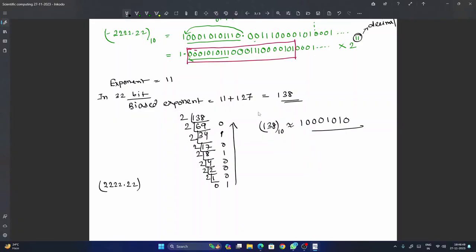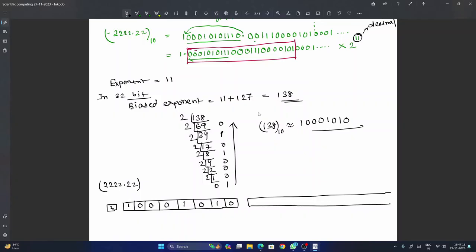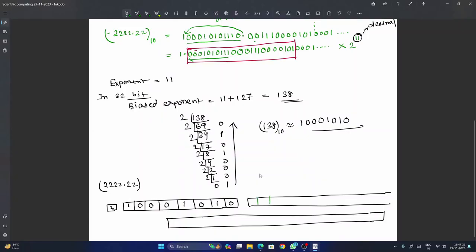2222.22, this number, if you save it, so its first sign bit will save here 1, and after that total 8 bits are there, and in this 8 bit 1 2 3 4 5 6 7, here you will get 1 000 1 0 1 0, and after that total you have 23 bits there, and in this 23 bits you have to save all the mantissa values, and if you save it here, so you will get 1 2 3 4 5 6 7 8 9 10 11 12 13 14 15 16 17 23.